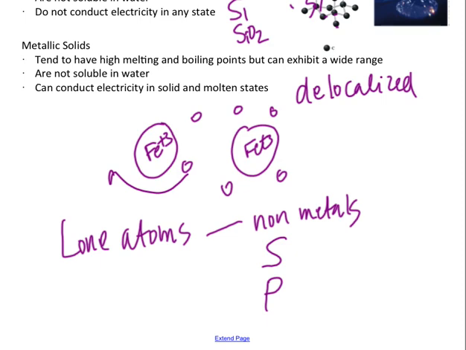Sulfur is a yellow powder. You have white phosphorus and red phosphorus. What's the intermolecular force? London dispersion. So these are all held together by London dispersion forces. Because of that, these have low melting points. They're not soluble in water, and they definitely don't conduct electricity. There's no source of ions there.